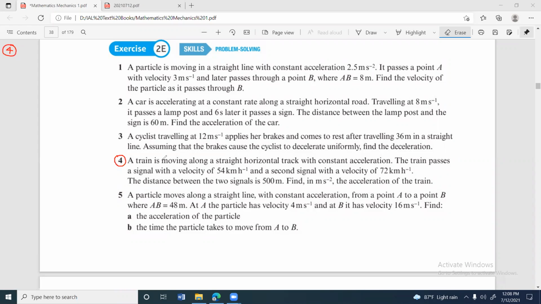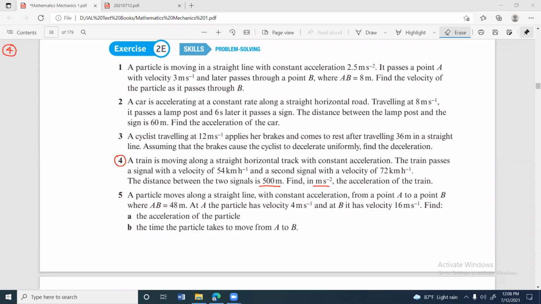A train is moving on a straight horizontal track with constant acceleration. The train passes a signpost at 54 kilometers per hour and a second sign at a velocity of 72 kilometers per hour. The distance between the signs is 500 meters. Find the acceleration in meters per square second.